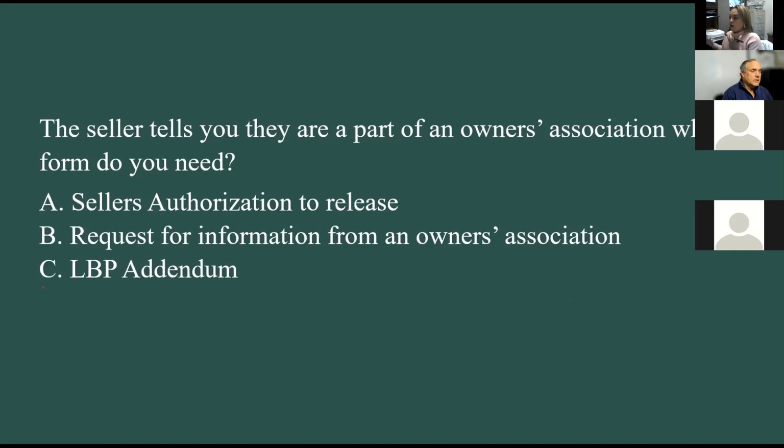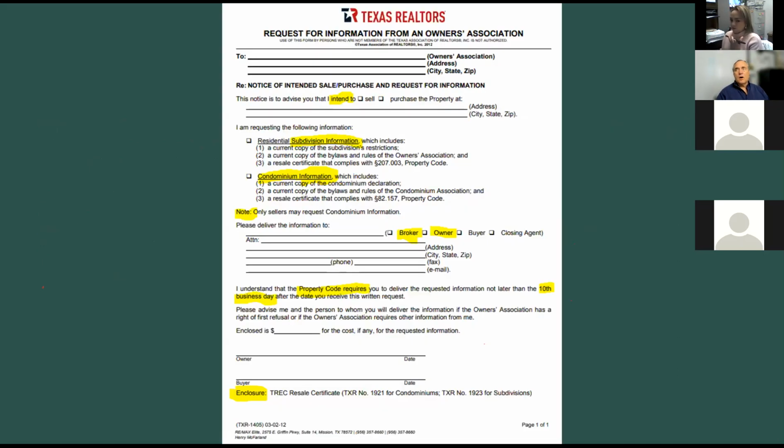All right, so the answer there is B. And on this, when we look at it, this is the request for information from the Owners Association. Most of you have probably used this at one time or another. But I wanted to touch base on a couple of little things that apply to it. One is, this is the general one. This is like a cover page.